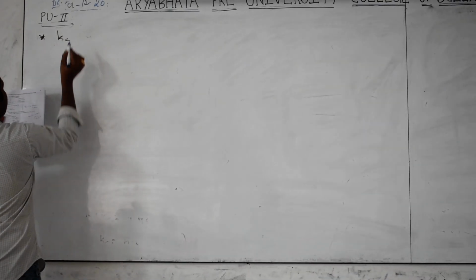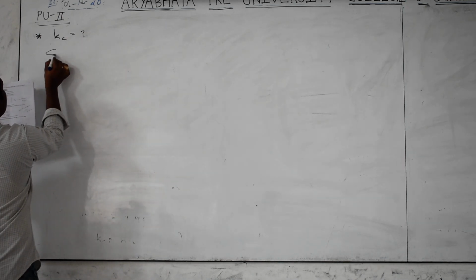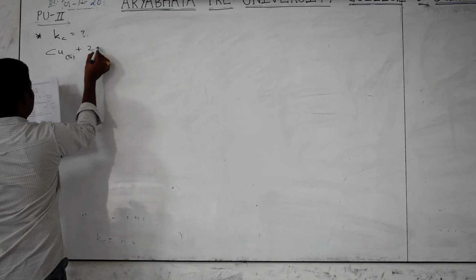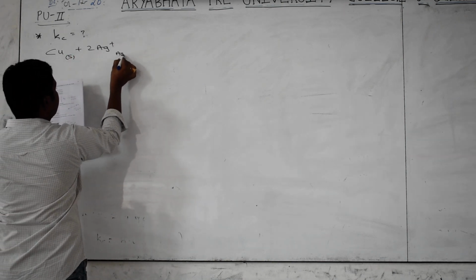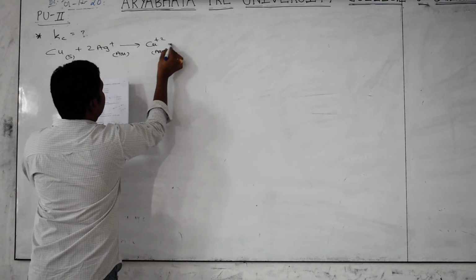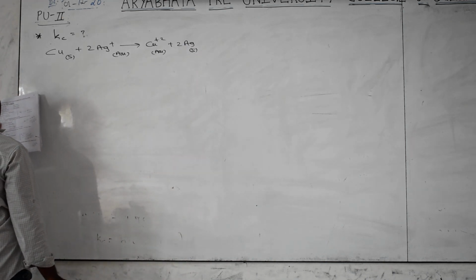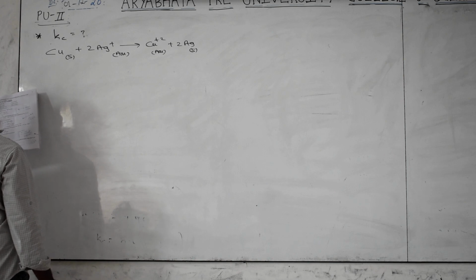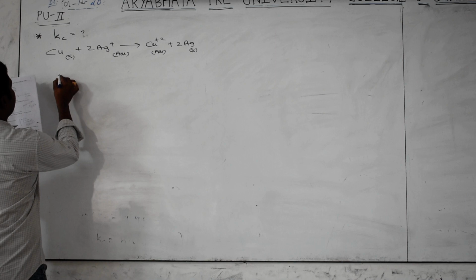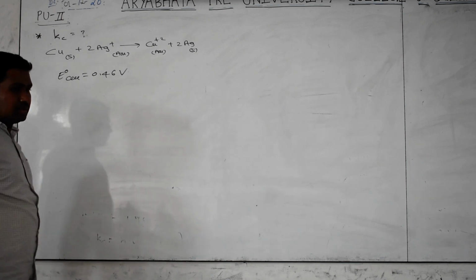You see the last problem. Calculate the equilibrium constant for the reaction Cu solid plus 2Ag plus aqueous gives Cu 2 plus aqueous and 2Ag solid. And what information is given to us? Standard EMF for this cell is given as 0.46 volts. That's it.